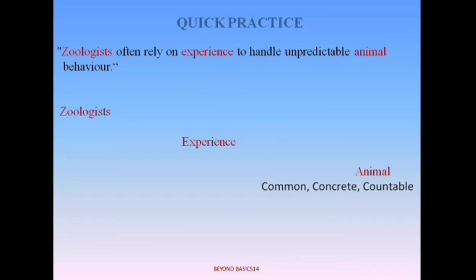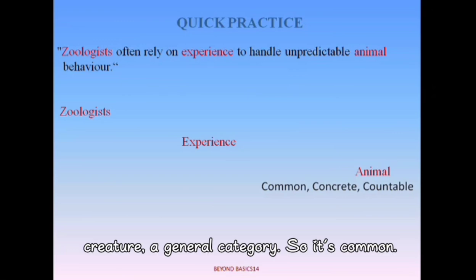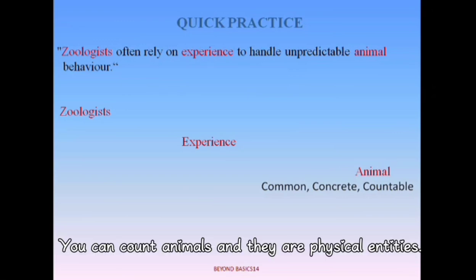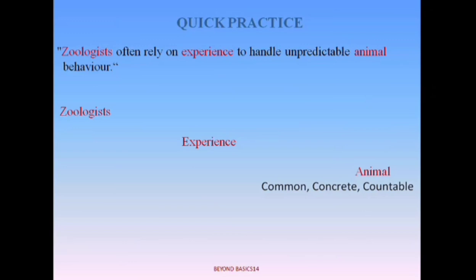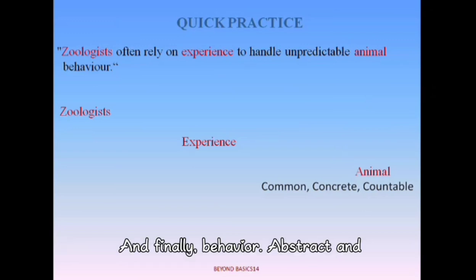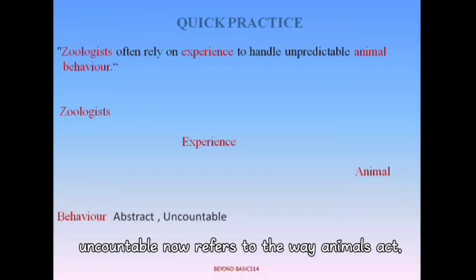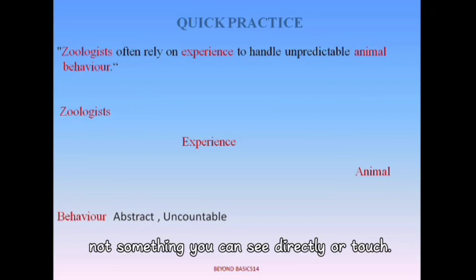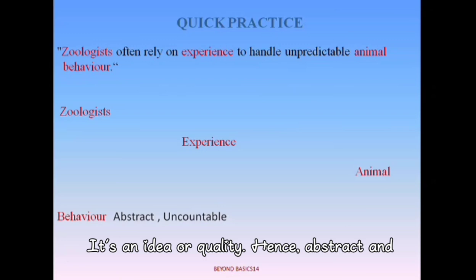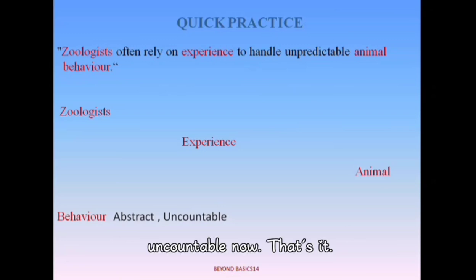It refers to a living creature, a general category, so it's common. You can count animals and they are physical entities. And finally, behavior, abstract and uncountable noun, refers to the way animals act, not something you can see directly or touch. It's an idea or quality, hence abstract and uncountable noun. That's it.